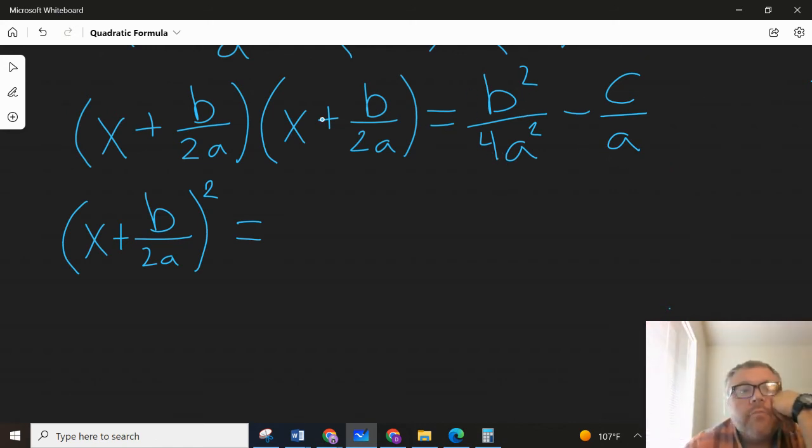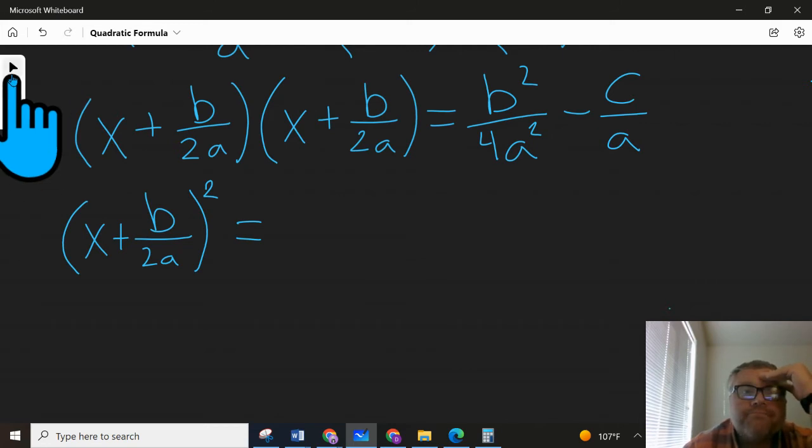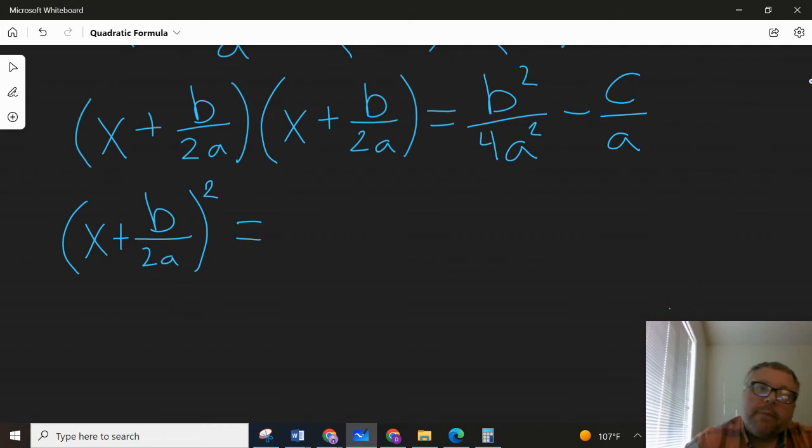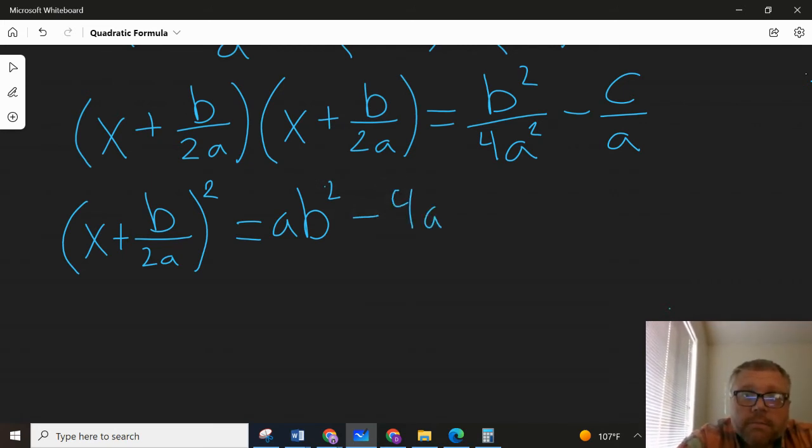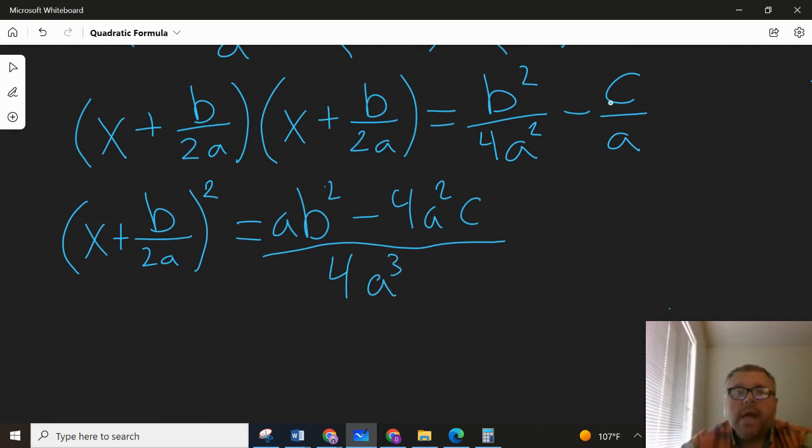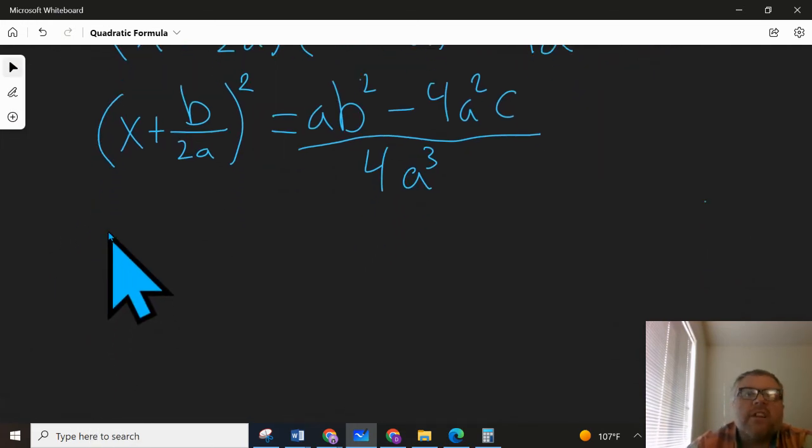So let's combine them. By multiplying each fraction by the denominator in the other fraction is the route I would go. So what does that mean? The denominator in this fraction is a, right? So I'll multiply left by that, a times b squared minus 4a squared times c, and that's all being divided by the product of the two denominators, 4a squared times a, 4a cubed. Just combining the two fractions.